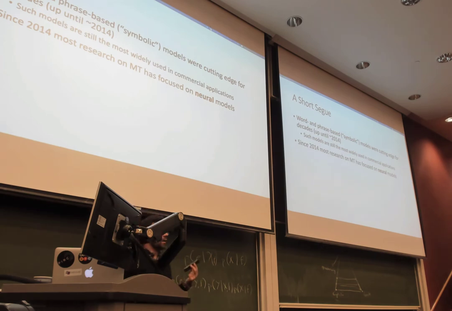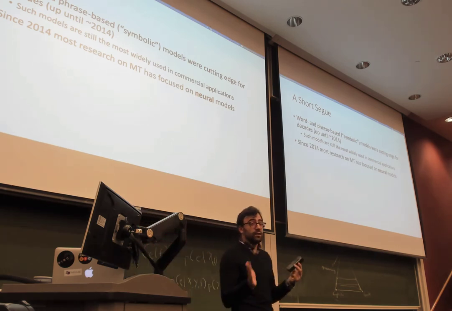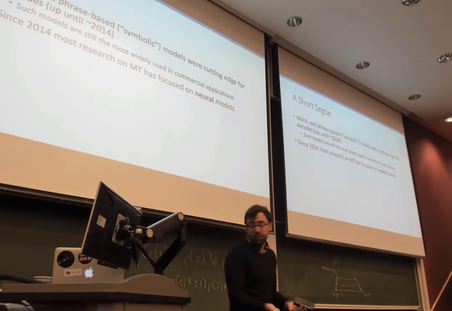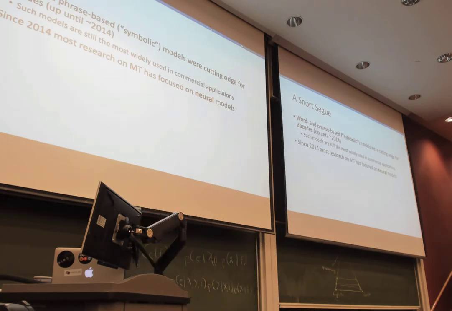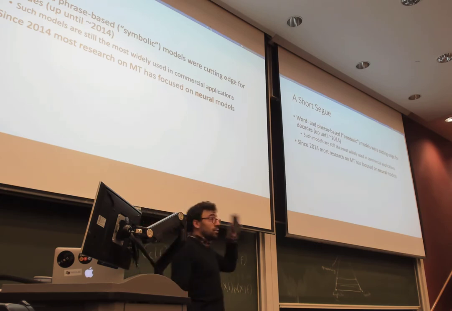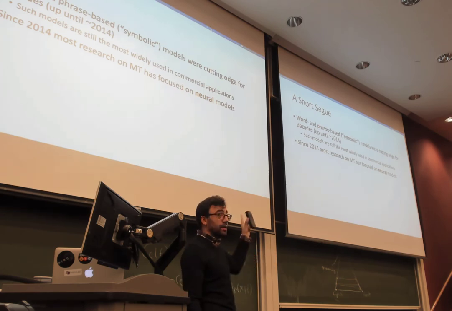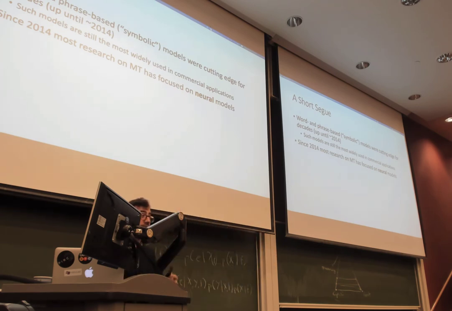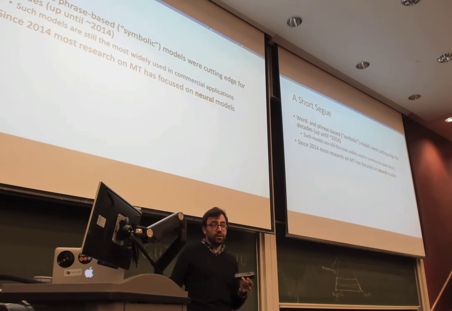Since then, we have basically unilaterally switched to neural models. Although, unless it's Google, Microsoft, or Facebook, most translation companies might still be using phrase-based models and not neural ones. So, have you talked about neural models here before?